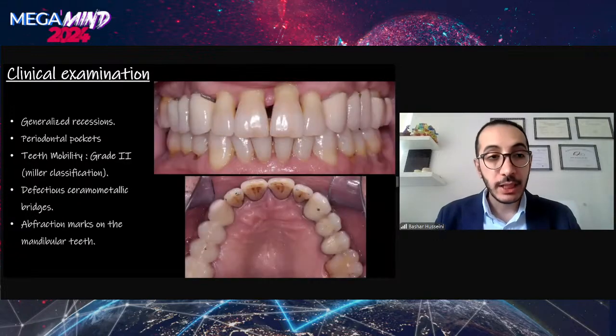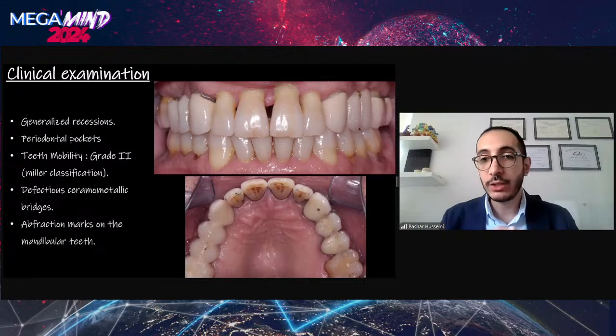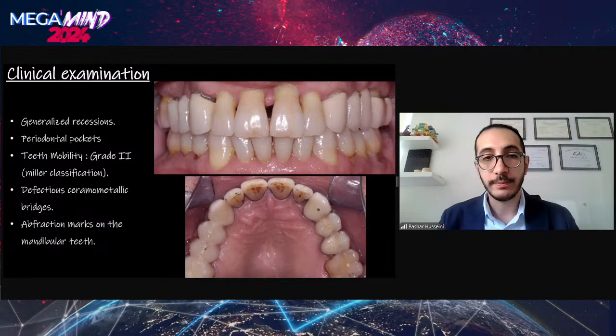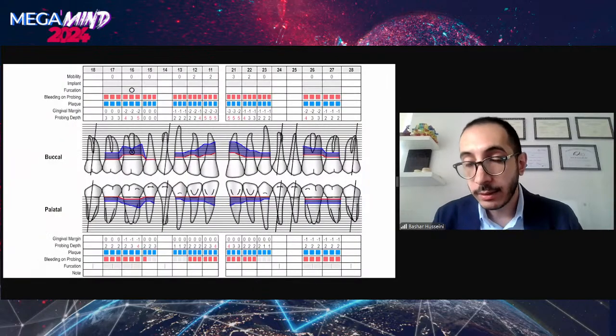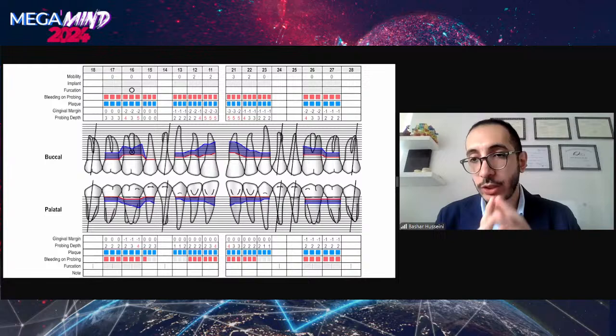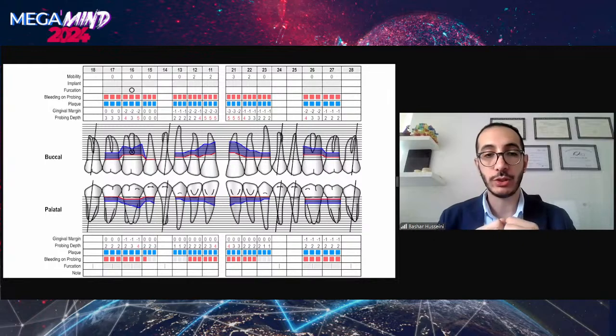The clinical examination revealed some generalized recession, periodontal pockets, and grade 2 teeth mobility, along with some abrasion marks on the mandibular teeth, which suggest some occlusal dysfunction. The periodontal exam revealed some deep pockets in the upper maxilla up to 5 millimeters, which is borderline surgery, and some recession ranging between -1 and -3 millimeters.